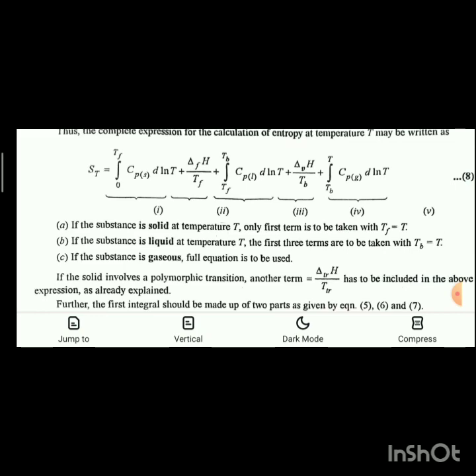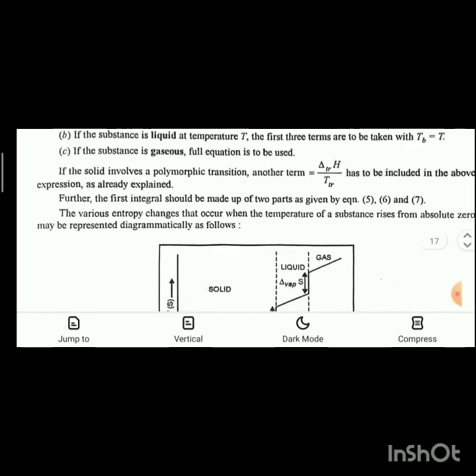Thus, the complete expression for calculation of entropy at temperature T may be written as S_T equals the integral from 0 to Tf of Cp d ln T, plus delta F H upon Tf, plus the integral from Tf to Tb of Cp d ln T, plus delta V H upon Tb, plus the integral from Tb to T of Cp d ln T. If the substance is solid at temperature T, only the first term is to be taken with Tf equals T. If the substance is liquid at temperature T, the first three terms are to be taken with Tb equals T. If the substance is gaseous, the full equation is to be used.